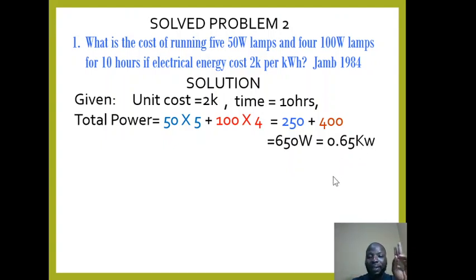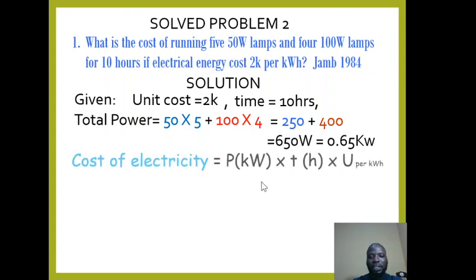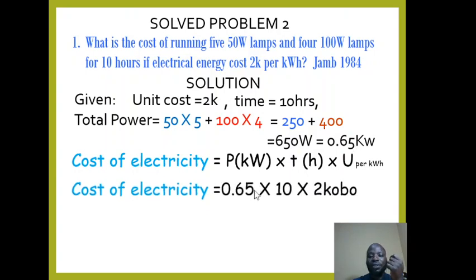So the three things that we are in need of have been sorted out now. The first one is unit cost, 2 kobo. The time is 10 hours. That one is known already. And we have the total power consumed, that is 0.65 kilowatts. So we can simply make use of a formula, and that formula is what? PTU. Don't forget PTU. So the power is what? 0.65. That one is known to us already.